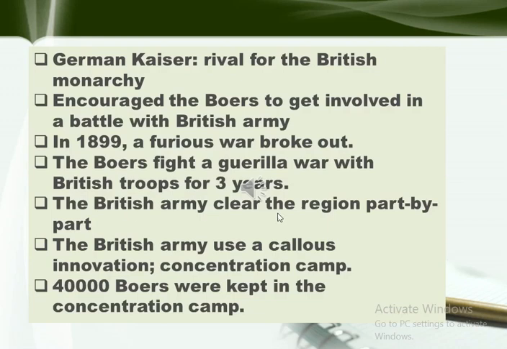Therefore, the British army decided to clear the region part by part, and during this time, the British army used a very ferocious innovation, the concentration camp. And I'm sure you know what the concentration camp is. About 40,000 Boers were captured and imprisoned in the concentration camps by the British army, and they were kept under the most dreadful conditions.